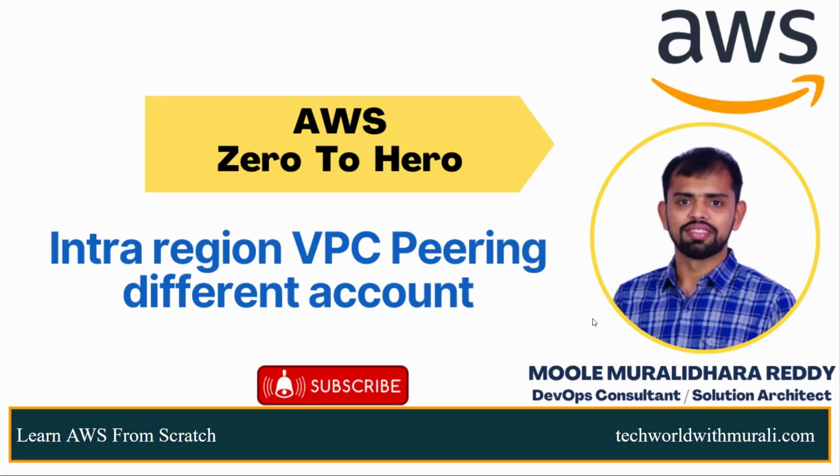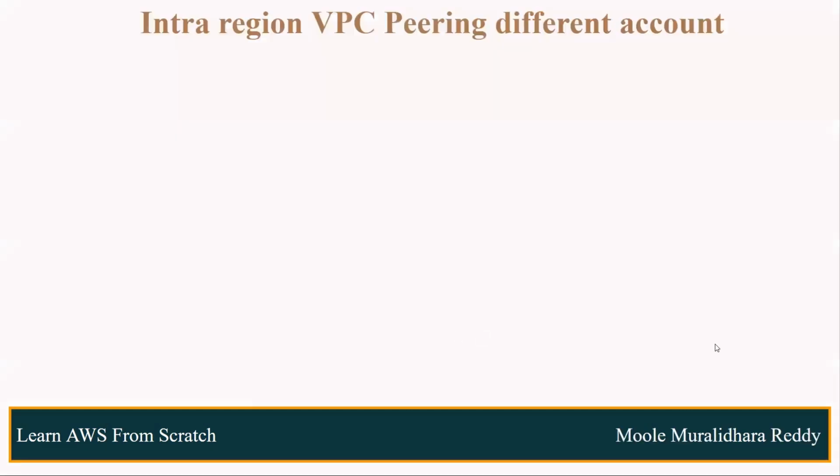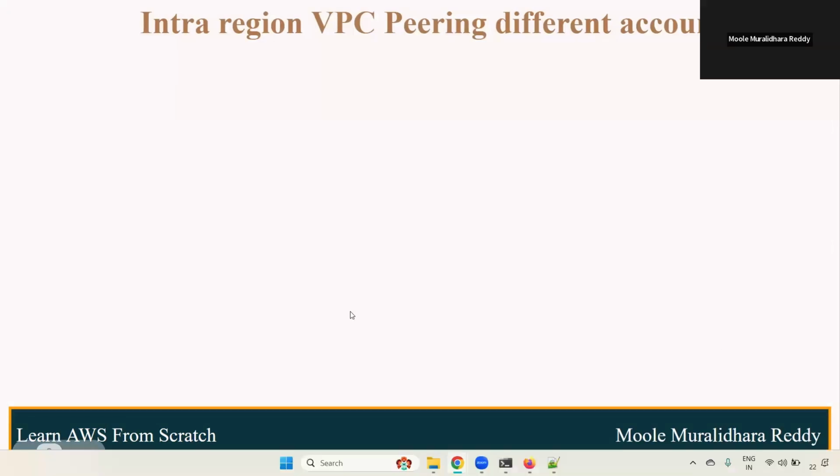Before going to the demo, let's see the diagram so that you get some idea of how we are going to set up, and what components will be involved. Earlier we saw intra-region VPC peering with the same account. Even with a different account, the process is the same. Only one change: when you create the peering, you have to go to the destination and accept it.